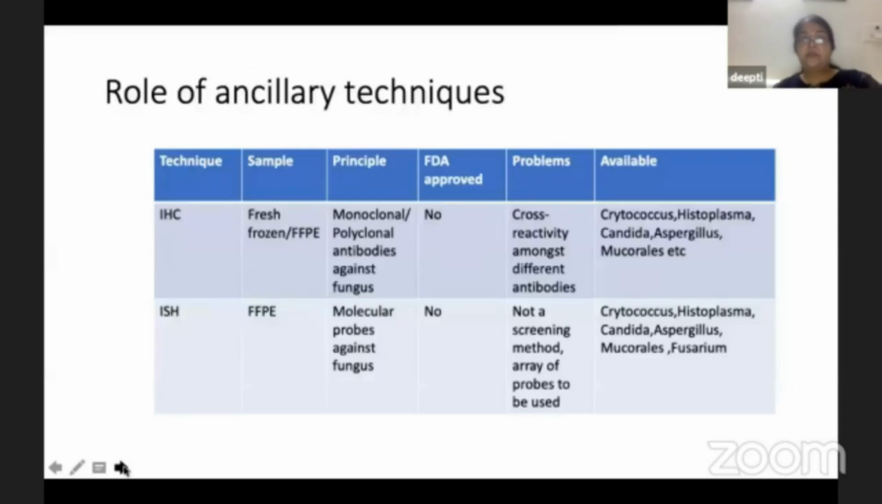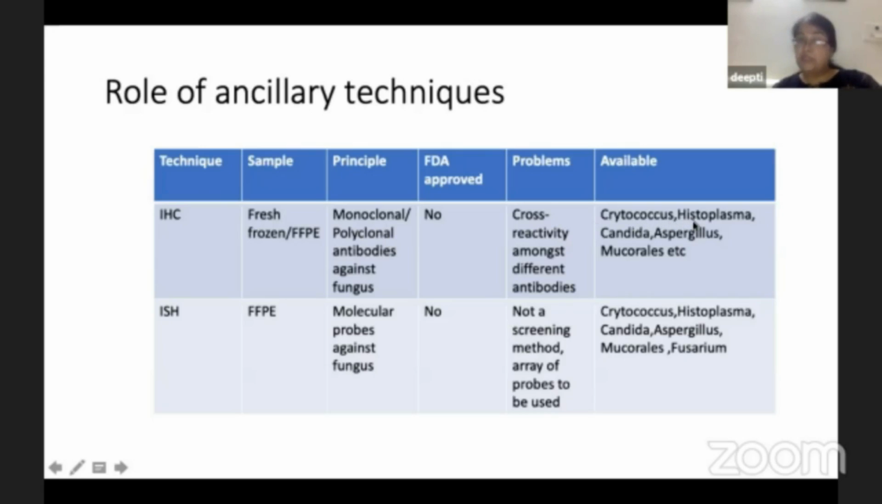So with this we come to the end of the slide. What is the role of ancillary techniques? These are my references. Now IHC and ISH are two techniques which can be used in pathology. But as far as fungal diagnostics is concerned, the tests have not been FDA approved as of now. But monoclonal and polyclonal antibodies are available against such fungi.